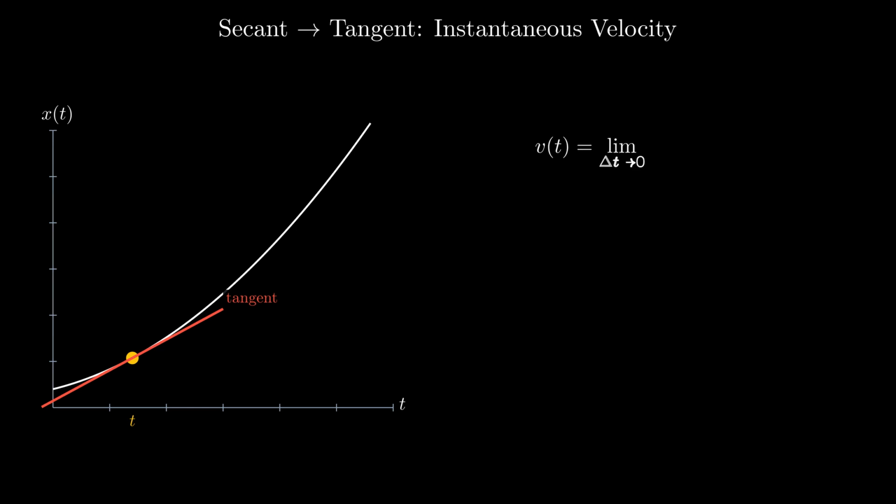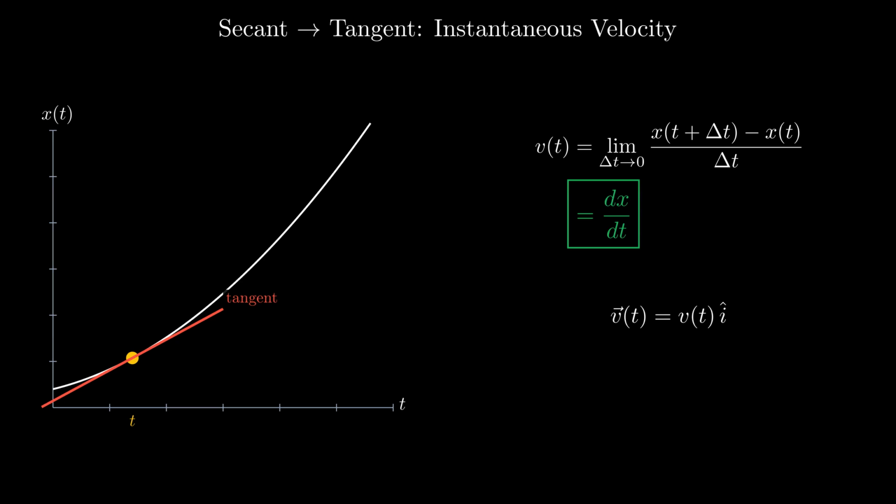v of t equals the limit as delta t approaches 0 of x of t plus delta t minus x of t divided by delta t. This limit is the derivative dx over dt. The instantaneous velocity vector is v of t times i hat. The sign of v of t indicates direction, positive for motion in the positive x direction, 0 at rest, negative for motion the other way.